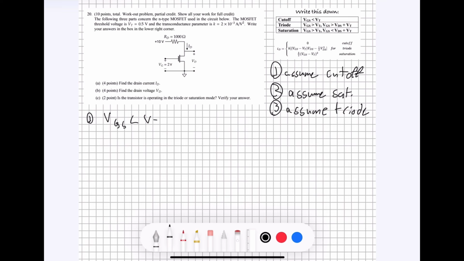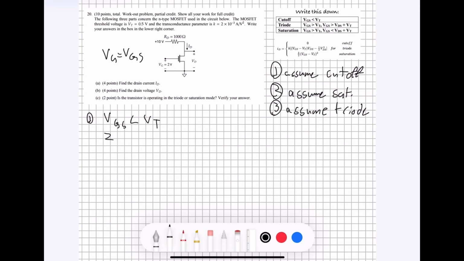VGS is less than VT. And then you would plug in the known values. We know that VGS is the voltage drop from VG, which is right here, to S right here. And since S is at the ground, VGS is going to be equal to VG, and that's just going to be 2.